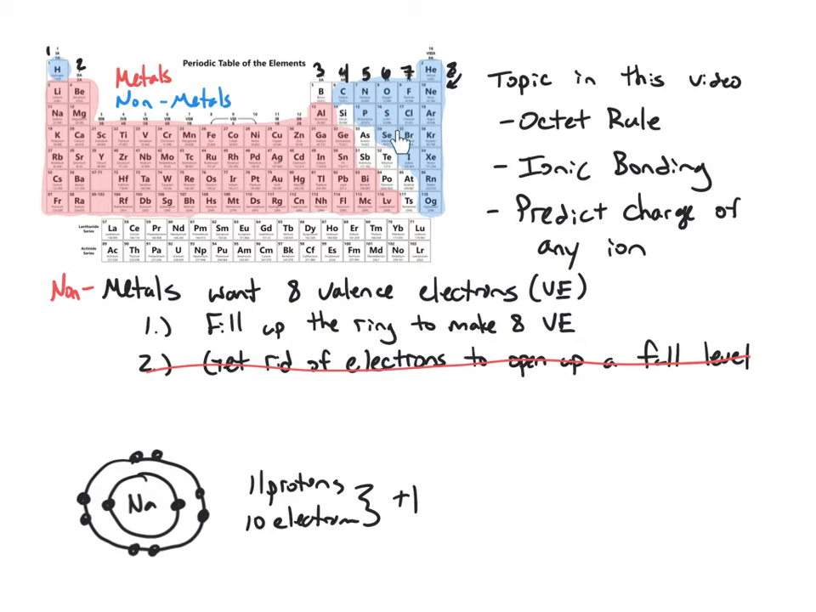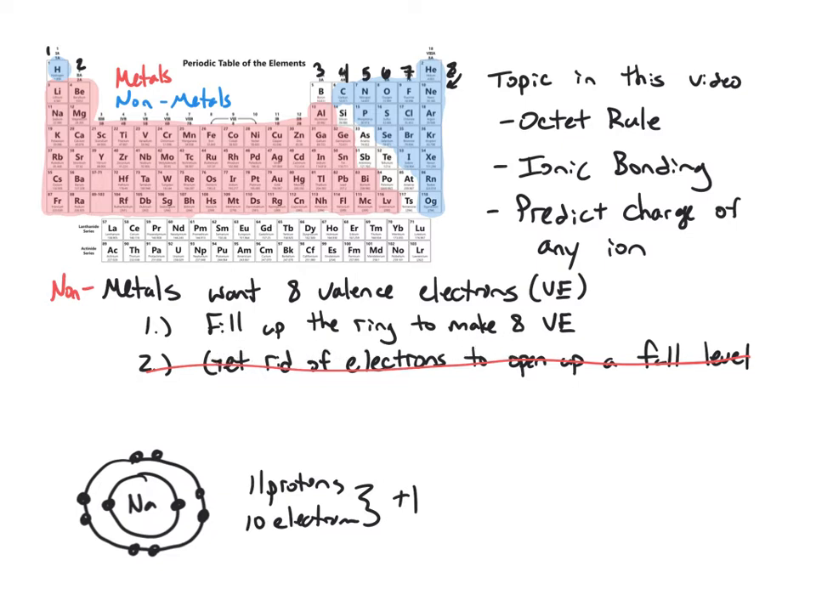Notice the majority of the nonmetals are located in the columns where they have 5, 6, or 7 valence electrons. Now, noble gases have 8, so they will not take any electrons or give any of their electrons away. They are completely happy. So we're talking about the elements in the nitrogen, oxygen, and fluorine columns of the periodic table. Now, these elements will fill up their rings to make 8 valence electrons.